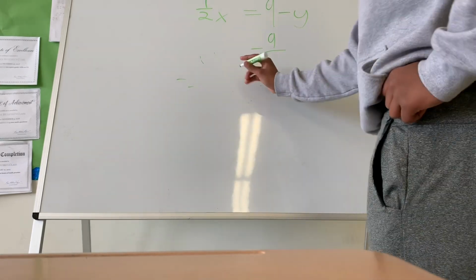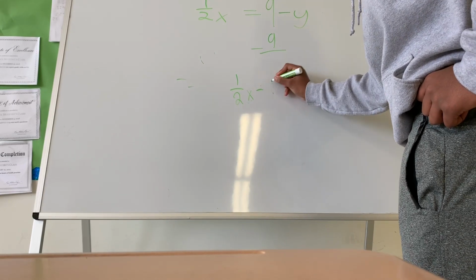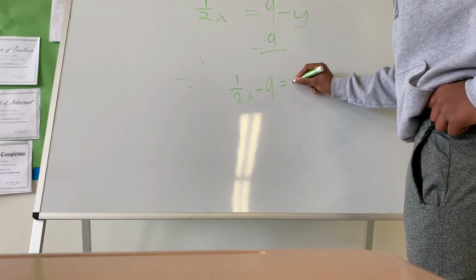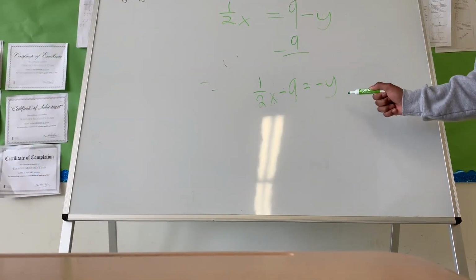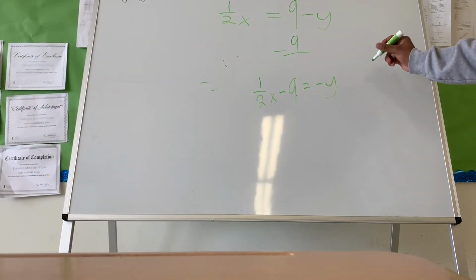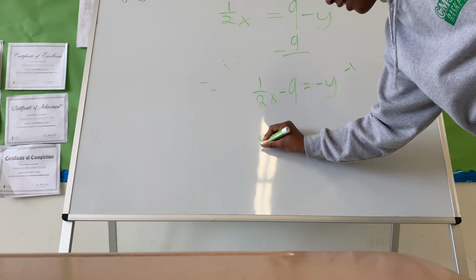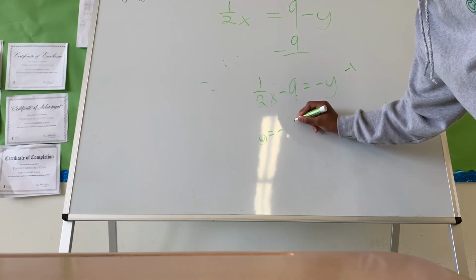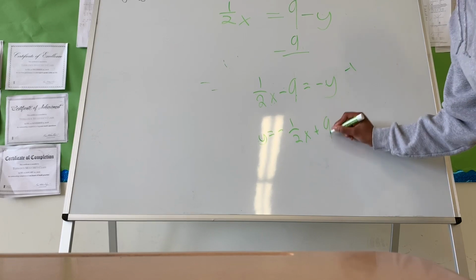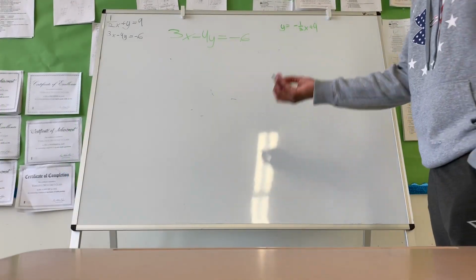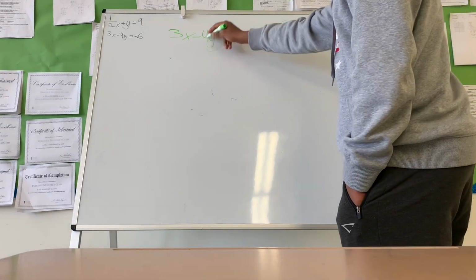The outcome should be 1/2 x minus 9 equals negative y. The y cannot be negative, so you need to multiply the whole equation by -1. After you do this, you will get y equals negative 1/2 x plus 9. Now that you found what y equals, you can plug y into the other equation for this y.